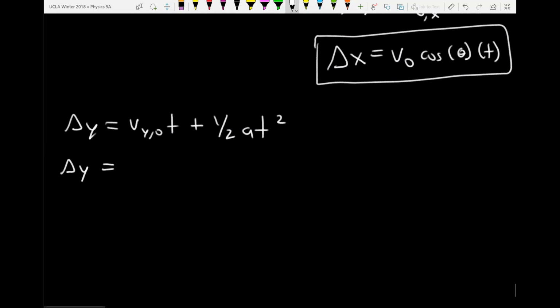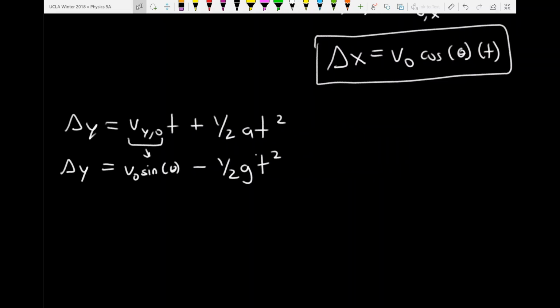So we can say that this is equal to v initial times sine theta times t plus 1/2. Well, what's a in the y component? A is always just g, right? And we should actually say it's negative g, because we're going down, right? Acceleration due to gravity is always downward, slowing things down. Okay, so we got minus 1/2 g, and then again t squared.